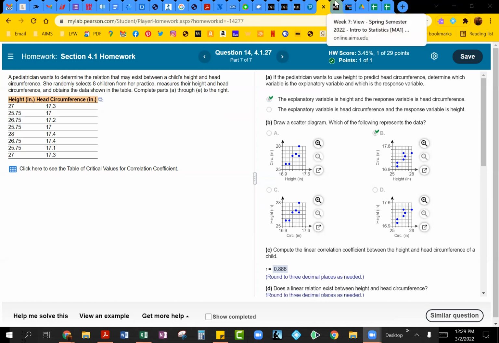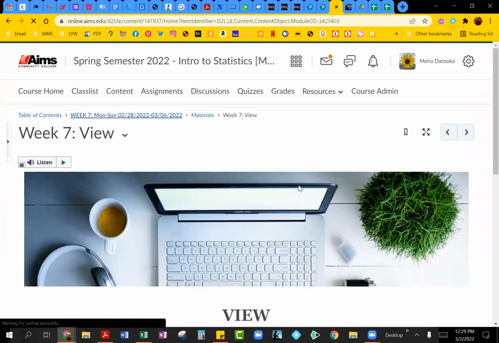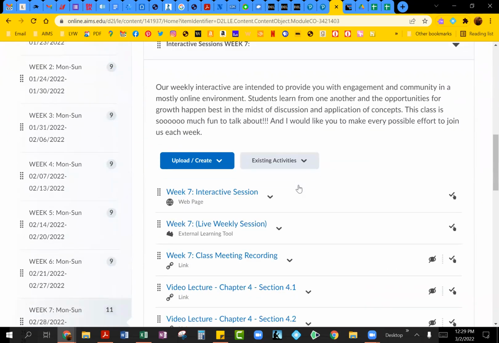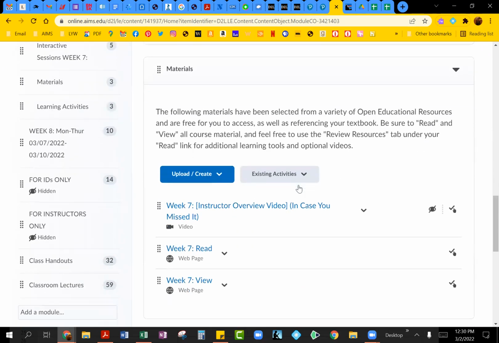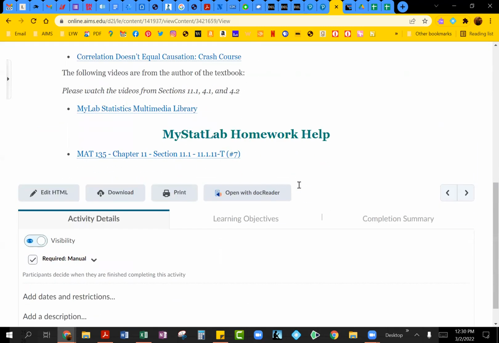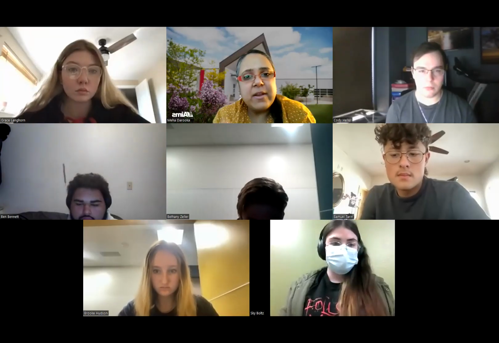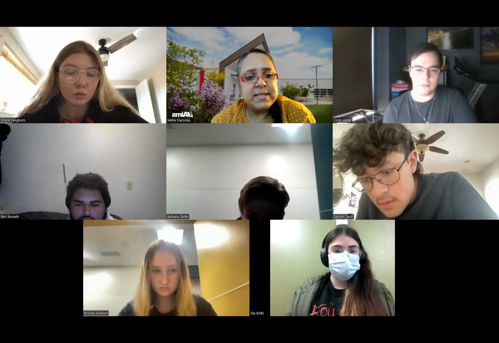They will either be under the view section that you see over here. If you go under week 7, I will either post them right here under the interactive session, and you can see I've kind of had these from last time. I might check if these links are active or not, or I will post them under the week 7 view section. So just look for those under one of these two sections to find the videos on 4.1 and 4.2. And of course, if you come across something you need extra help with, don't hesitate to reach out.